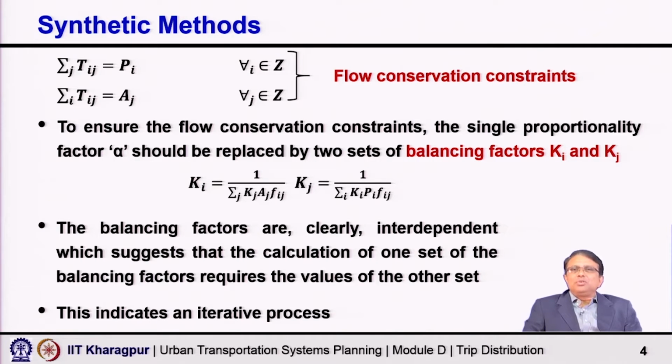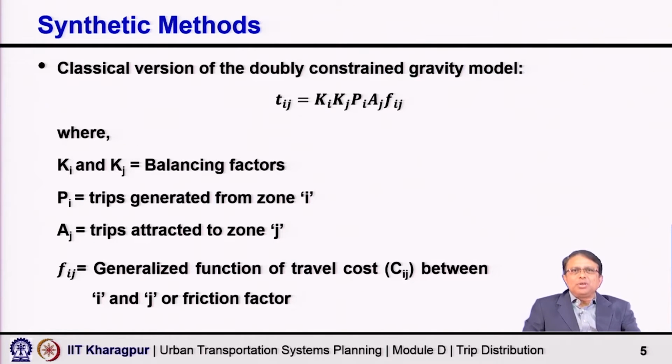We can say the values have stabilized when, from one iteration to another iteration, the Ki and Kj values are really not changing significantly, or the change is very negligible. So, that is what a doubly constrained model is.